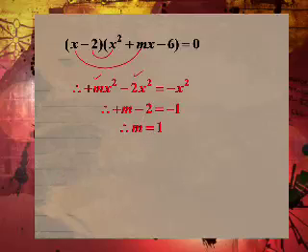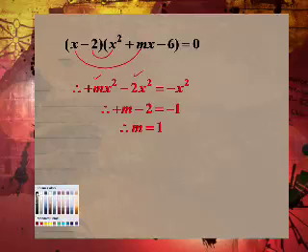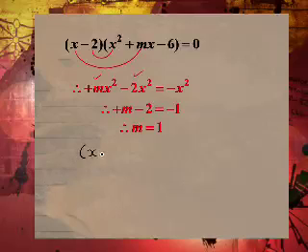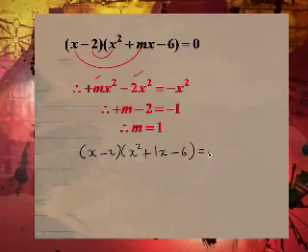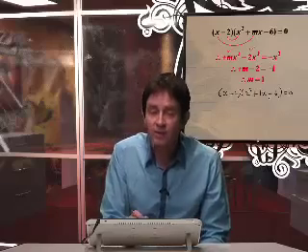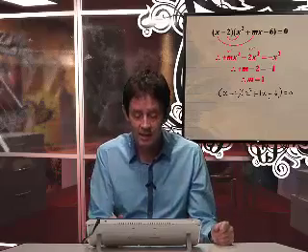If I just do that quickly, you would have had x minus 2, and you go x squared plus 1x minus 6 is equal to 0. You could have done it with long division as well, and you would have come out with the same answer, okay, that kind of thing.